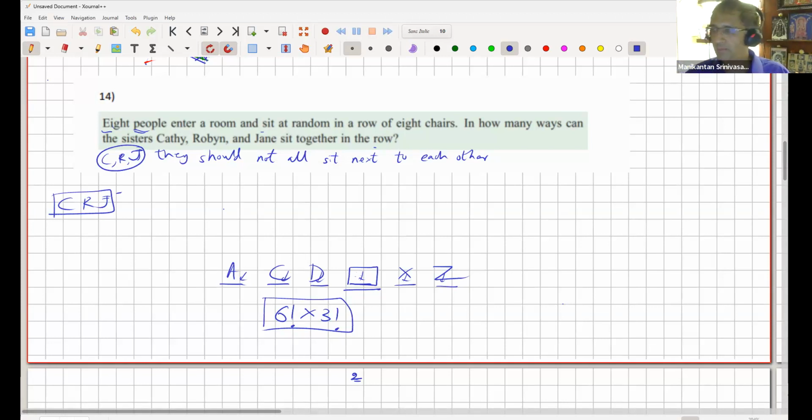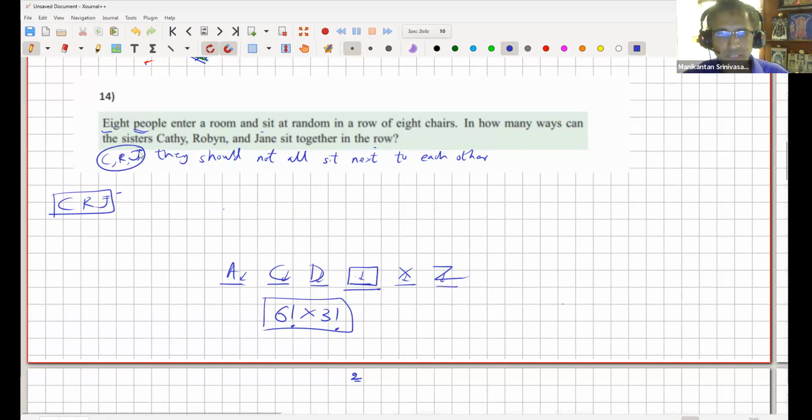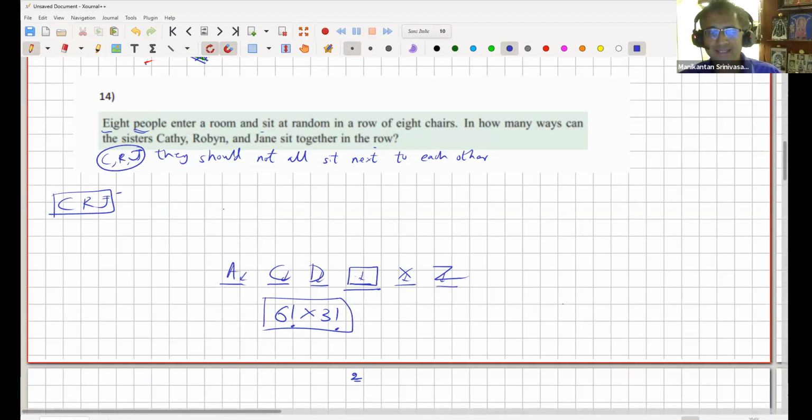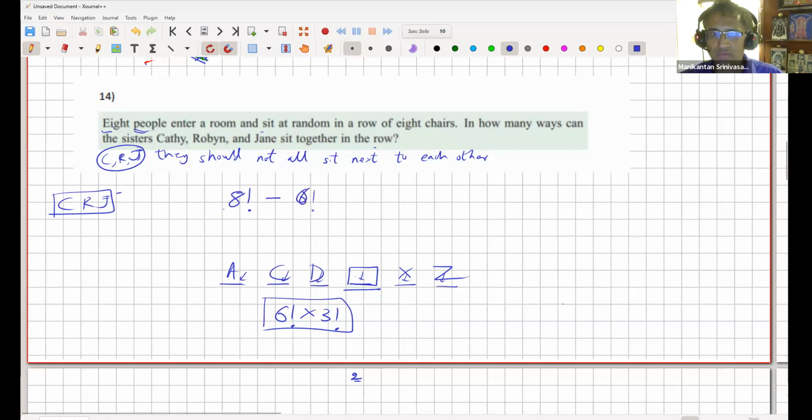Now, how many ways? Can you all work out? So isn't it just the total number of ways minus the last? Exactly. The total number of ways will be just 8 factorial. Thanks for calling it out, but I thought I'd give some people some time. So 8 factorial was the total. The only case where you don't want is all of them sitting together, which you already solved, which is 6 factorial times 3 factorial, the previous answer.